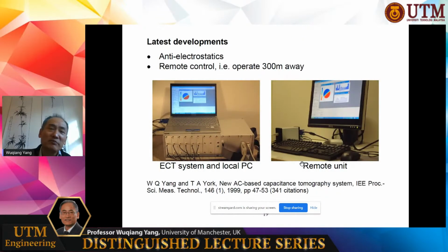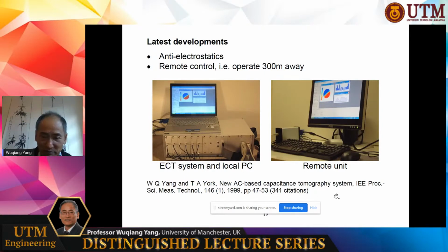Some latest developments. We have anti-electrostatics. This is important for gas-solid flow measurements, in particular in dry region, such as in Beijing. If you, during summer, try to operate gas-solid flow, you can see sparks because of electrostatics. I guess this is not a serious issue in Malaysia because it has more moisture. We have a remote control so that we can control the ECT system 300 meters away from the instrument.